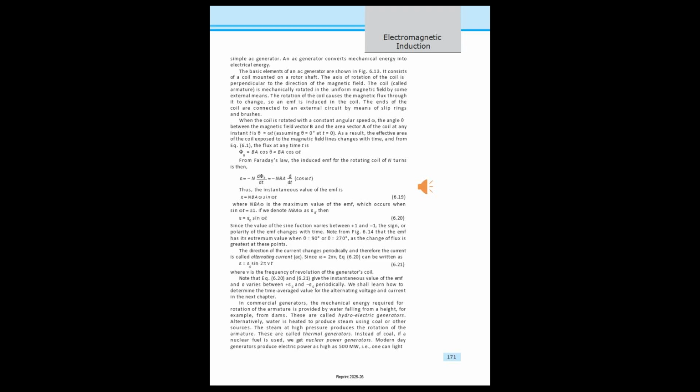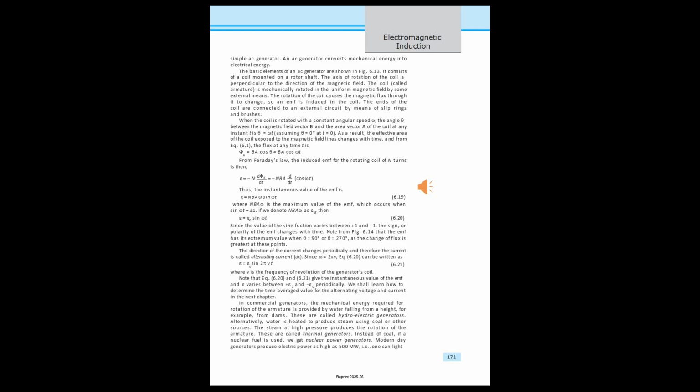The basic elements of an AC generator are shown in figure 6.13. It consists of a coil mounted on a rotor shaft. The axis of rotation of the coil is perpendicular to the direction of the magnetic field. The coil, called armature, is mechanically rotated in the uniform magnetic field by some external means. The rotation of the coil causes the magnetic flux through it to change, so an EMF is induced in the coil. The ends of the coil are connected to an external circuit by means of slip rings and brushes.